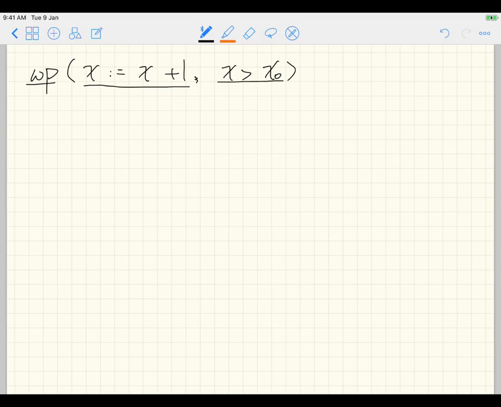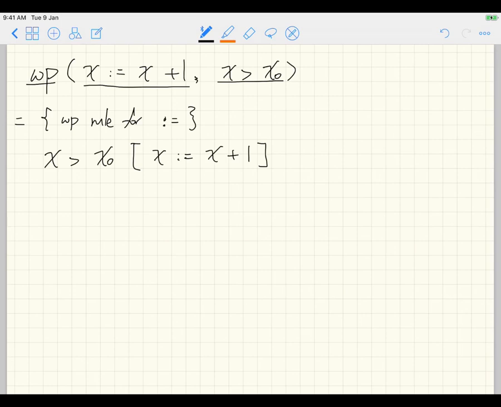Very easy. It's going to be equal to, based on the WP rule for assignments, okay, just call it equal. So what should we do? We should simply say x larger than x0, and then we replace every occurrence of x by x plus 1. Like that.